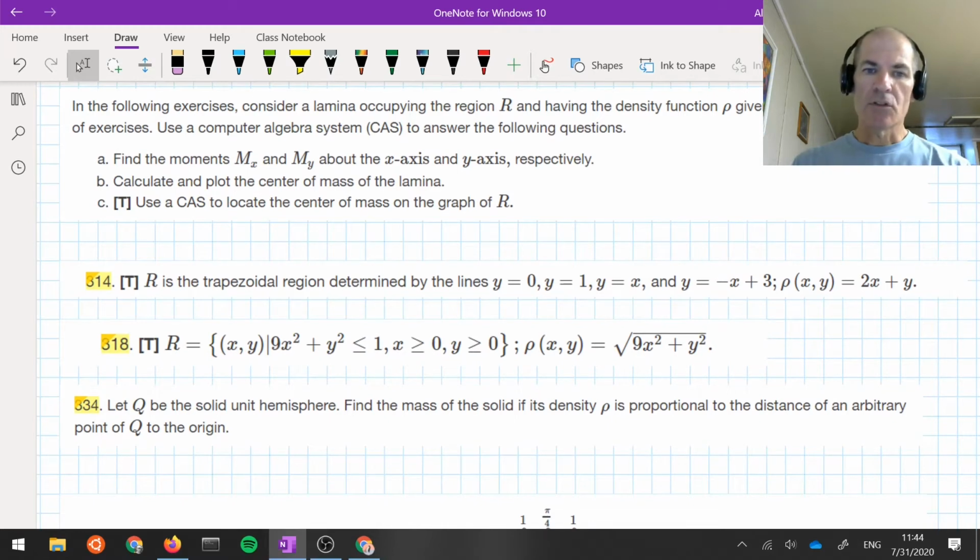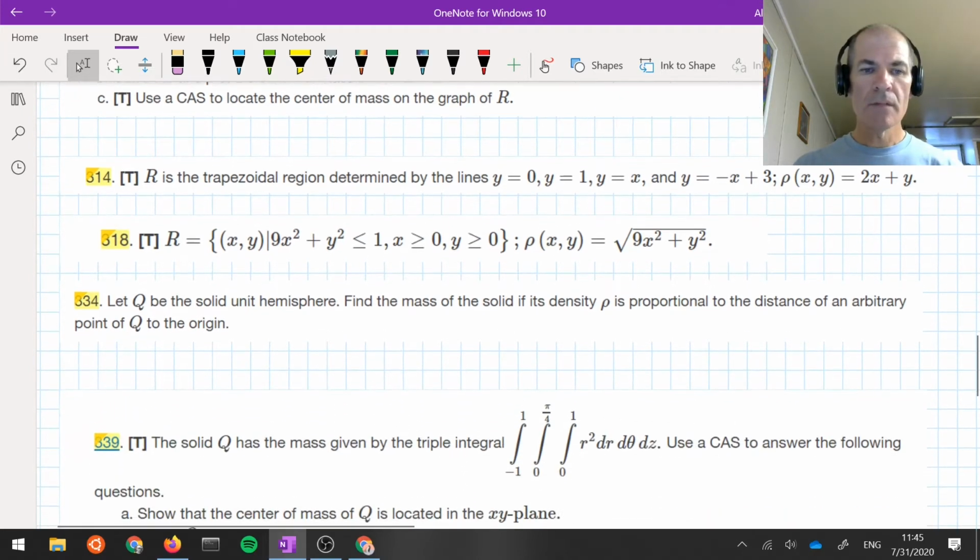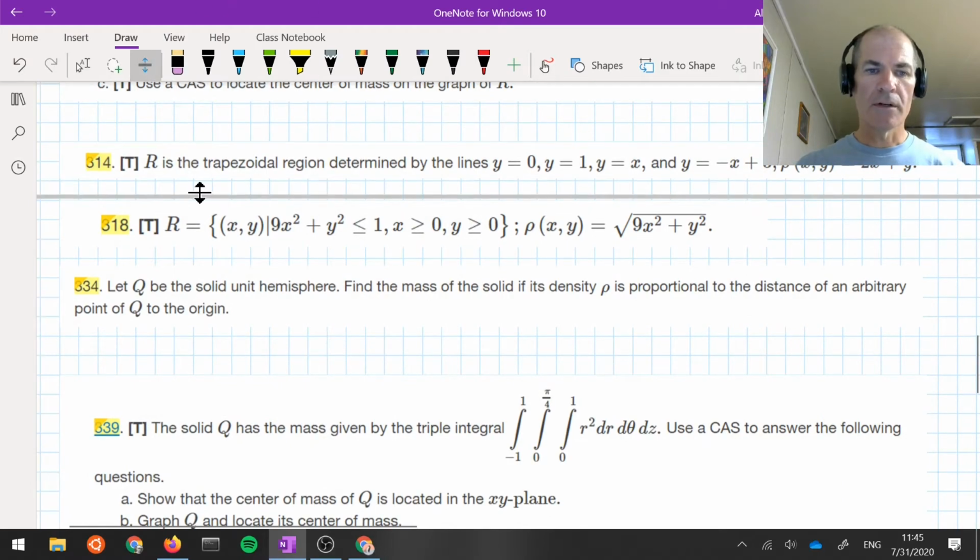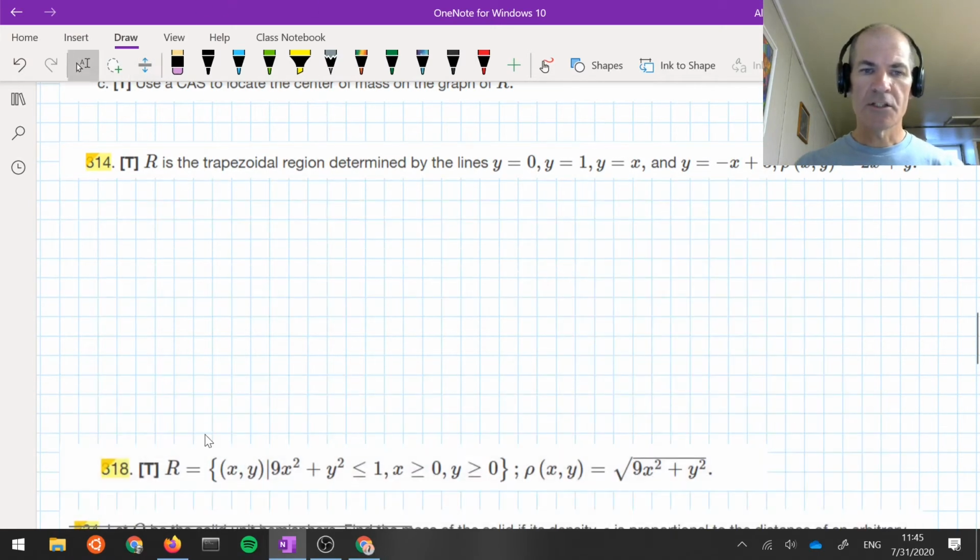Okay, in the following exercises, again, we're in 2 dimensions. We have a shape with a density function. We're supposed to use Sage to answer the following questions. Find the moments, calculate and plot the center of mass, and then use Sage to locate the center of mass on the graph of R. Let's do this first for exercise 314, the so-called trapezoidal region determined by this collection of equations.